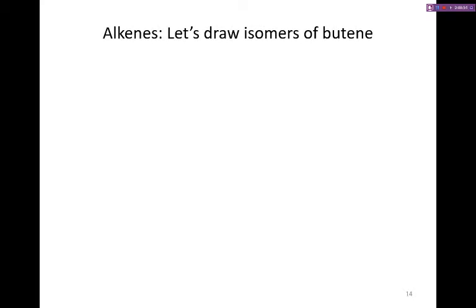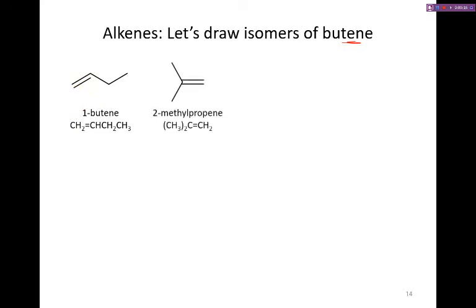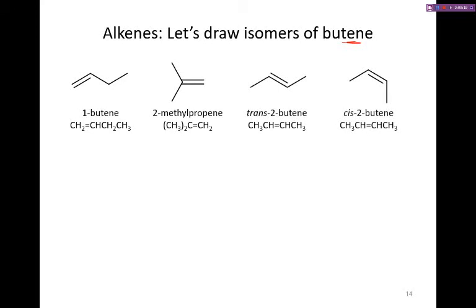Let's move on to alkenes now. So one of the simple alkenes is called butene. Butene, as the ene indicates, is an alkene, which means that it has a double bond. And so butene has 4 carbons and 1 double bond, but we can represent the same molecular formula in 4 different ways. And we talked earlier about constitutional isomers as being molecules with the same molecular formula, but different bonding patterns.